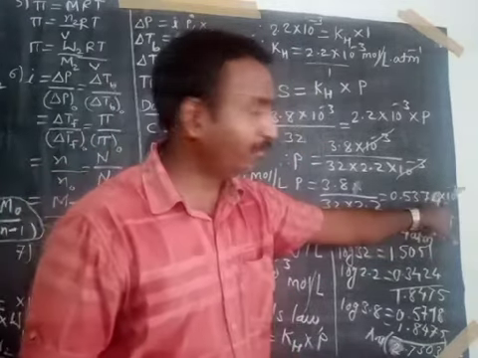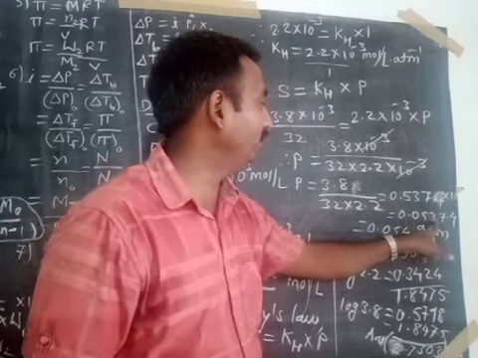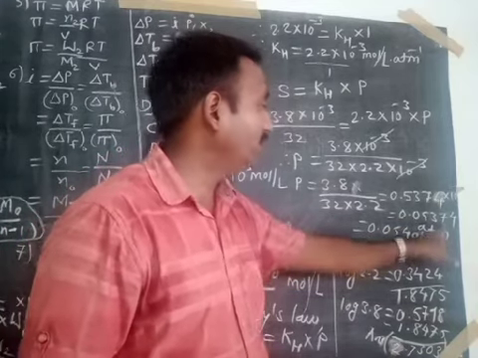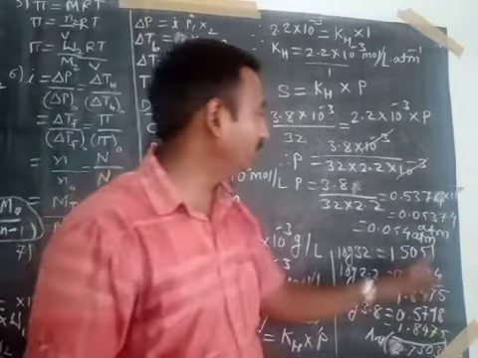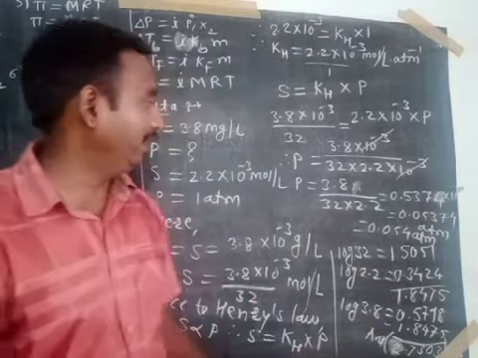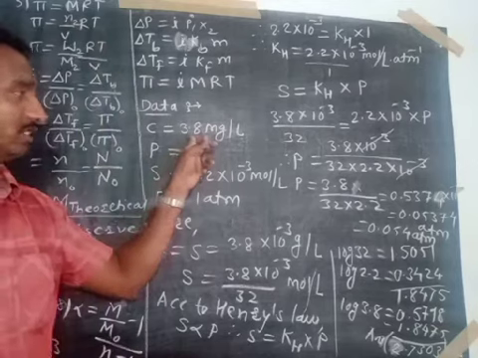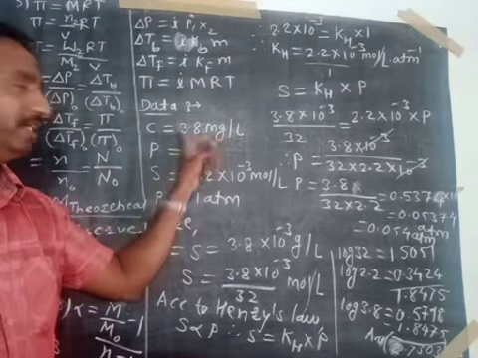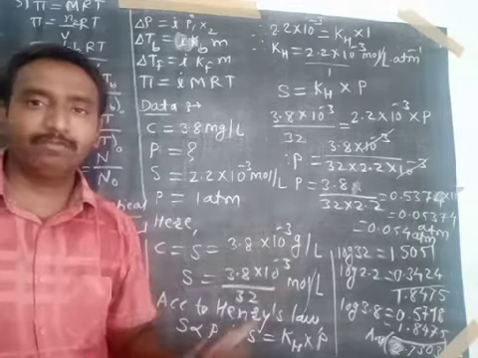On application of 10 raised to minus 2, there will be the value 0.05374. Here the third digit is greater than 5, so the value can be written as 0.054 atmosphere, and that is the value of pressure for this concentration, for this solubility. So it is a very simple problem.